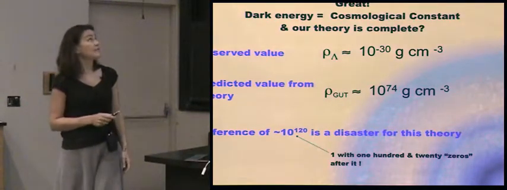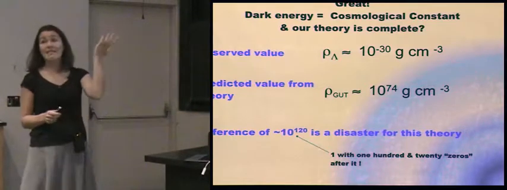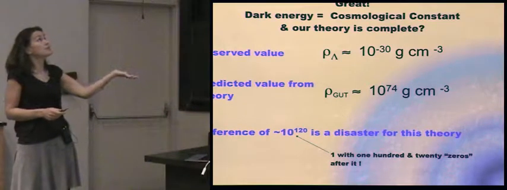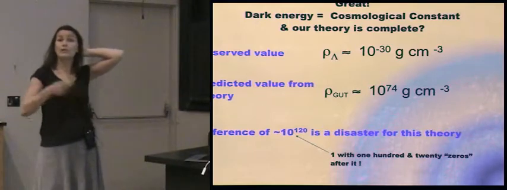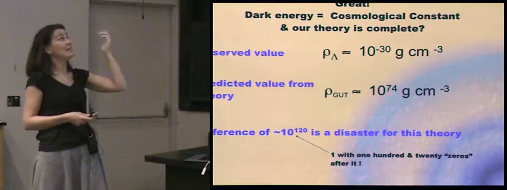So this is this idea of a cosmological constant. Okay, so great. Is this the end then? Is dark energy just equal to the cosmological constant and our theory is complete? We know we understand quantum mechanics quite well. Is this really the answer?